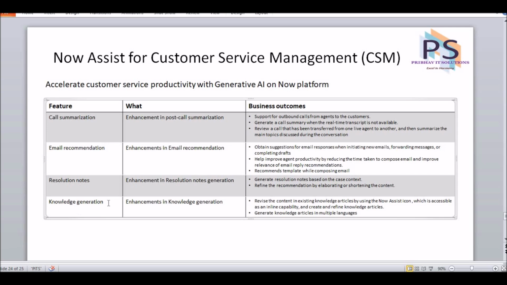Resolution notes and knowledge generation. In case any gaps are found and related knowledge articles are not created in the related case, then it helps to generate the knowledge articles as well. Resolution notes: once any case is resolved, it summarizes and creates the resolution notes also.